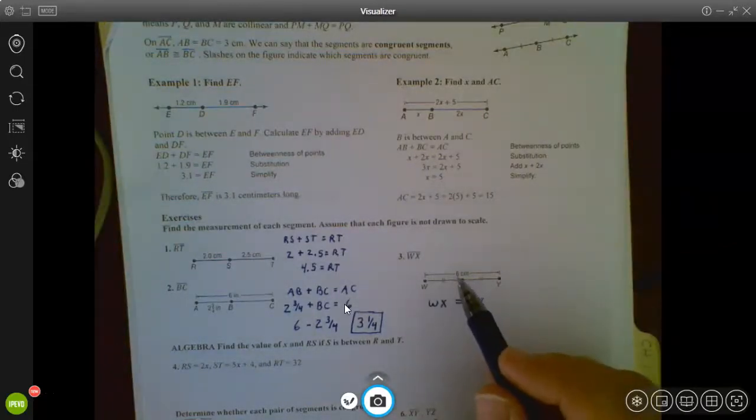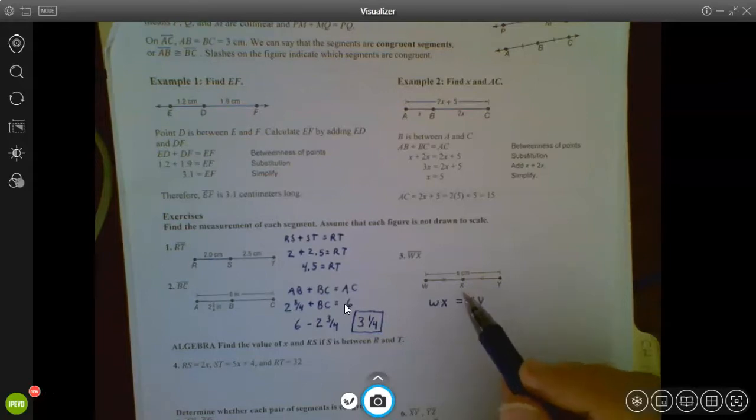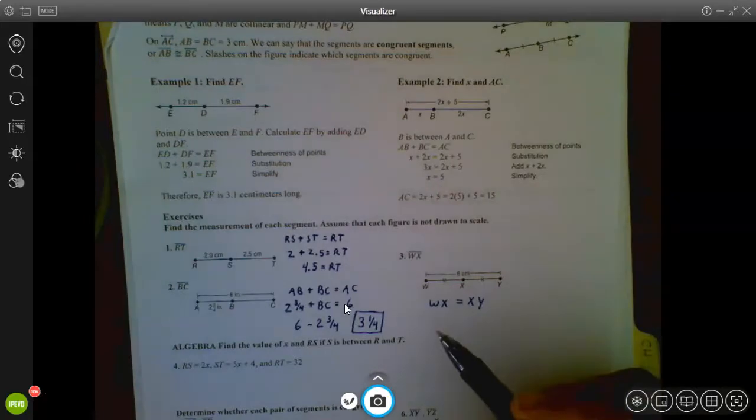This one is super easy because obviously if the whole thing is 6 and these guys are equal, they're both 3, right? So that would be really simple. But you're going to get some that are not so simple. And so I'm trying to give you a way that you can solve the ones that are harder.